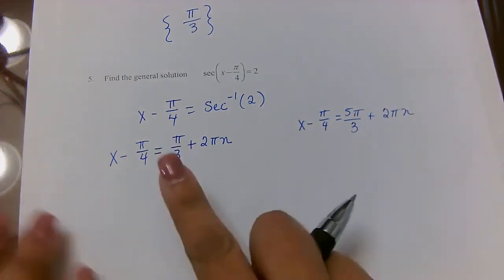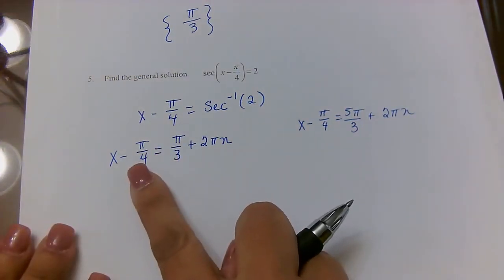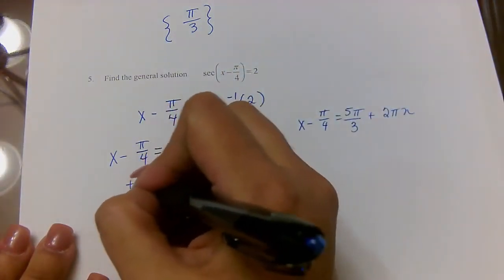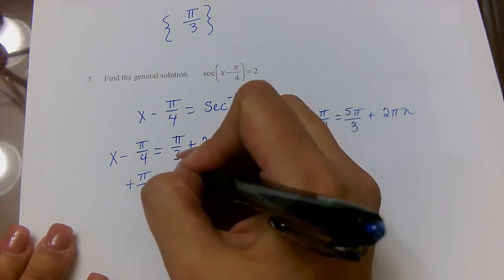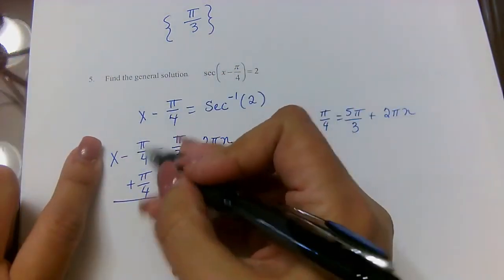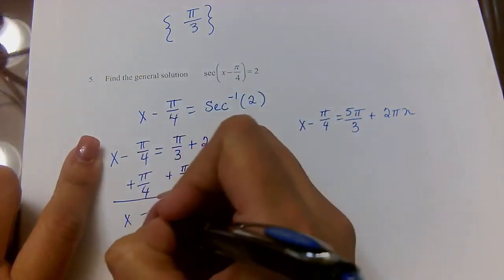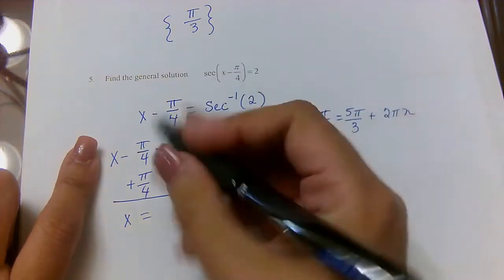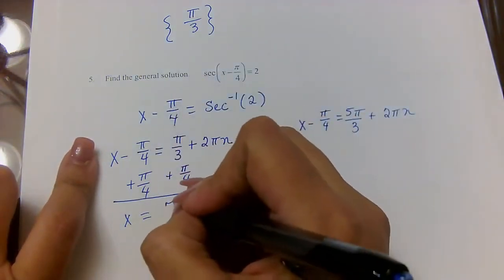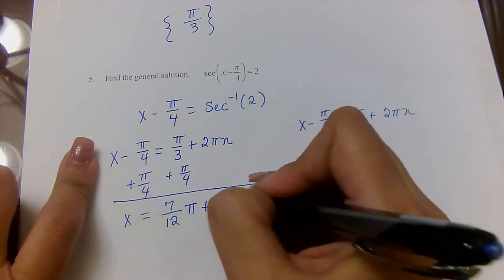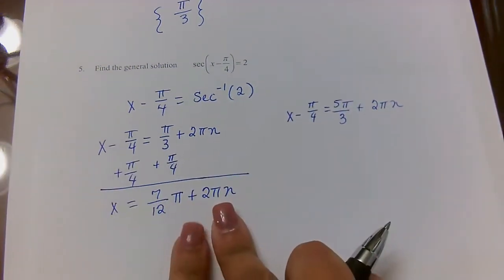Okay. Now we're going to solve for x by adding the pi over 4 to both sides. So let's do that. Plus pi over 4, plus pi over 4. Okay. These cancel out, and I'm going to get x is equal to 1/3 plus 1/4, which is 7/12 pi plus 2 pi n. Okay, this is our first equation.